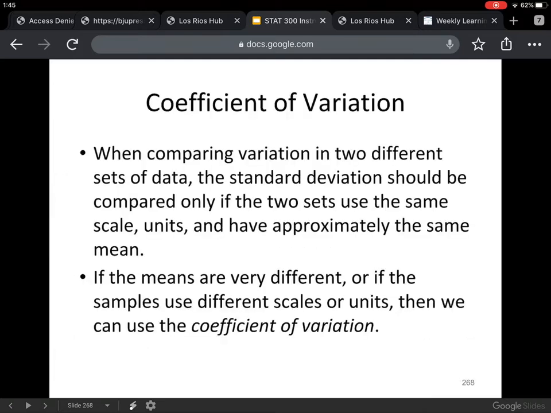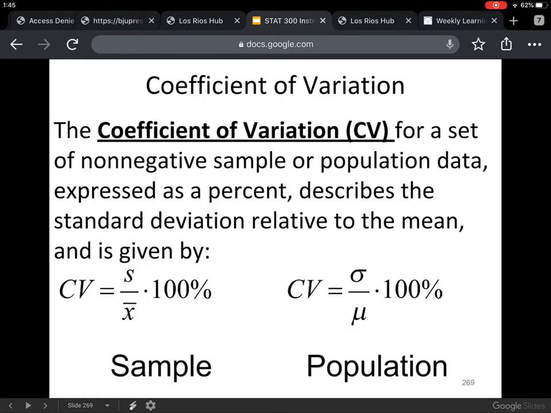Coefficient of variation is what actually comes in to help us with this, which is basically a measure of variation, but using a percentage. So when comparing variation in two different sets of data, the standard deviation should be compared only if the two sets use the same scale units and have approximately the same mean, the average. Bullet point number 2, if the means are very different, or if the samples use different scales or units, then we cannot use the coefficient of variation. So keep that in mind.